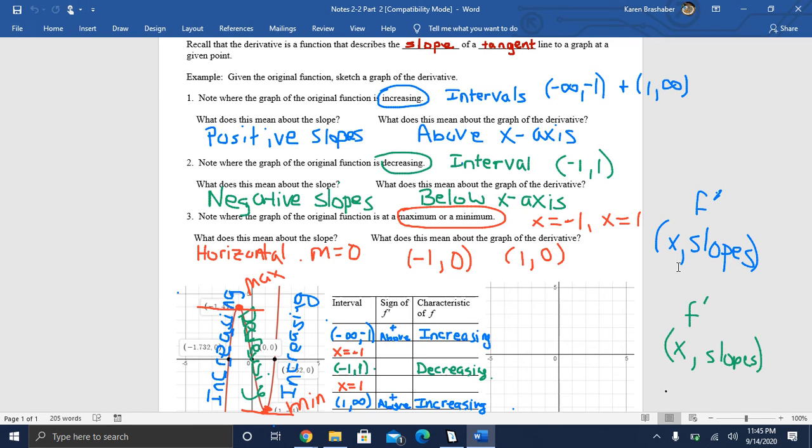And so we determined that those kinds of slopes would be negative and would graph below the x-axis. And then at -1, when x was -1, we noticed that we had a maximum on this graph. And so we had a horizontal tangent.